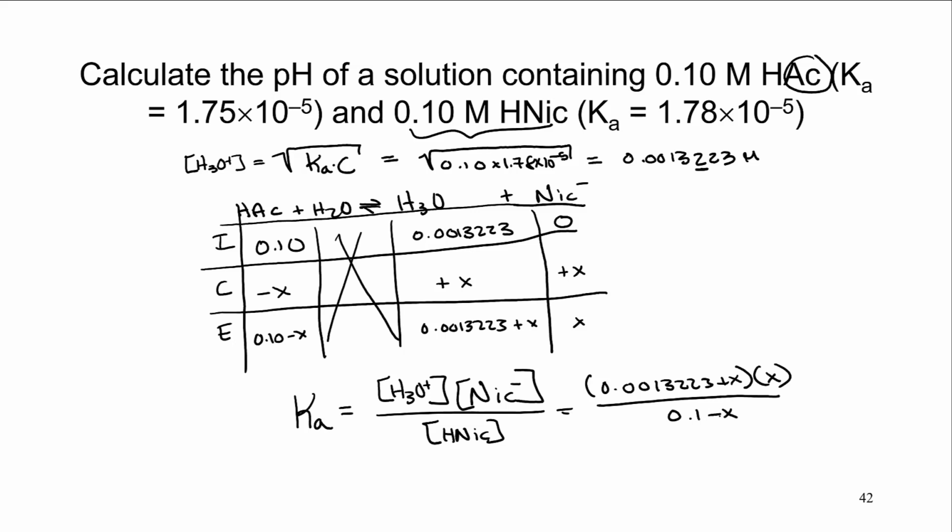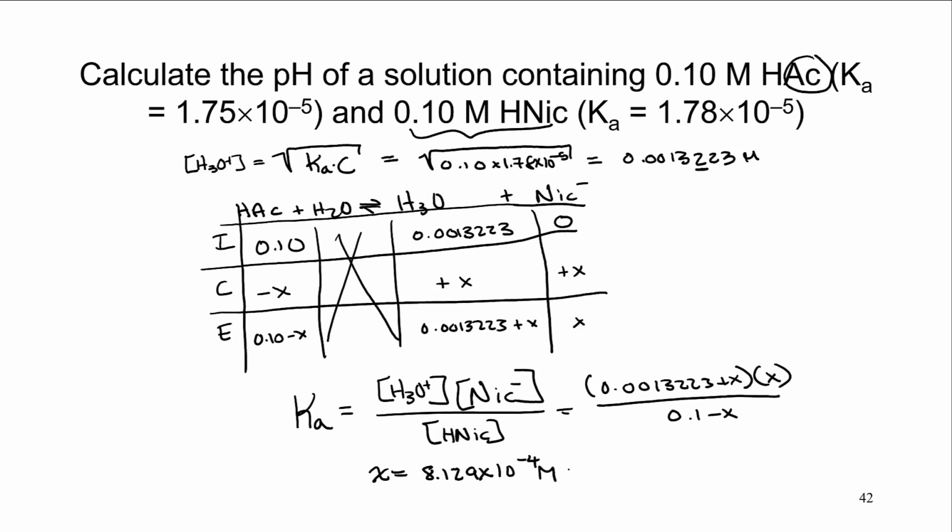Now, you can look at this problem and think you might be able to just throw all those x's out like we did before, but the problem with this is this concentration is very small. So you can do an x is small approximation for 0.1, but you can't do it for 0.0013223. So instead of doing that, I just threw it into a solver, and then I get the value for x being equal to, let me do it in scientific notation, 8.129 times 10 to the minus 4th molar, like that.